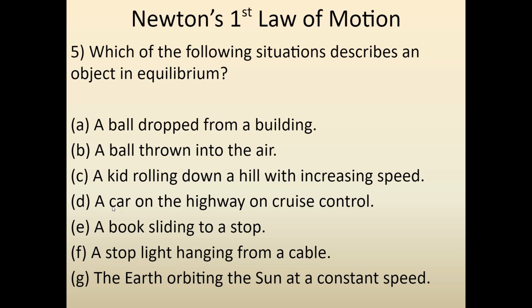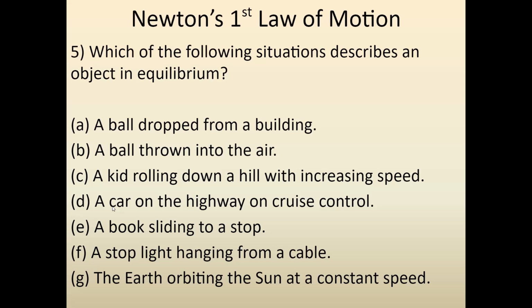F, a stoplight hanging from a cable. The stoplight isn't moving, so it's going to be just at rest there, like typical stoplights. Therefore, it is in a state of equilibrium. The forces acting on it are gravity pulling it down, and there's a tension force pulling it up, and those two forces will be balanced. Now, G is going to be an interesting one.